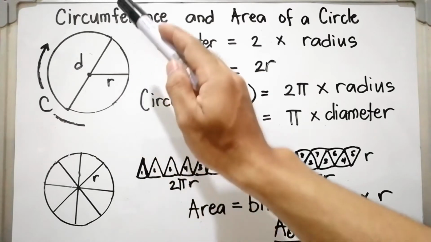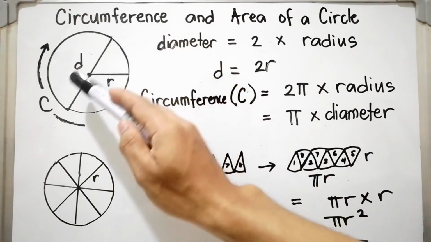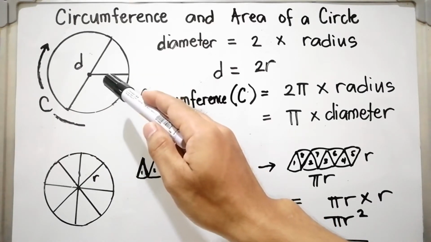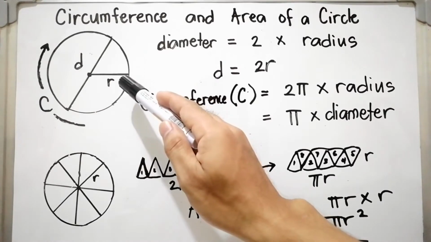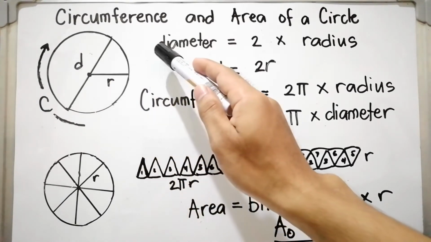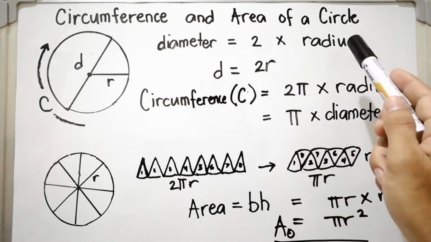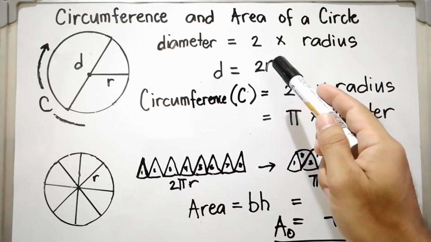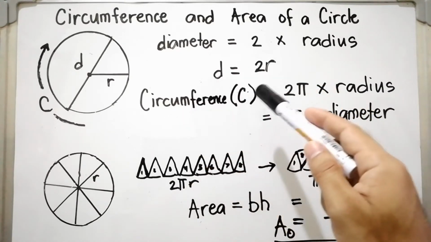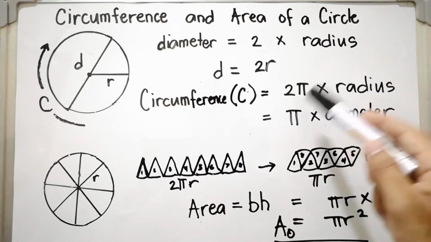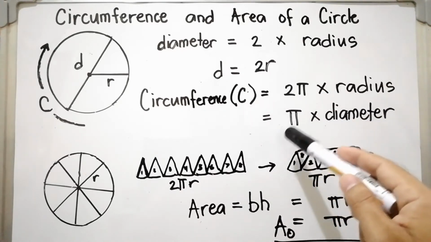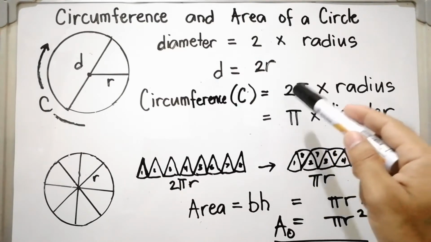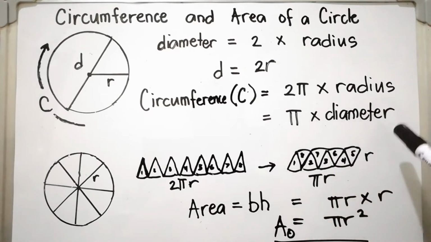The diameter is a line segment that passes through the center. And when we say radius, that is a line segment whose endpoints are the center and a point on the circle. So again, diameter is twice the radius. So that is d is equal to 2r. For the circumference of the circle, that is 2 pi times radius or 2 pi r. Other formula, that is pi times diameter, since twice the radius is diameter. So therefore, either 2 pi r or pi times diameter.